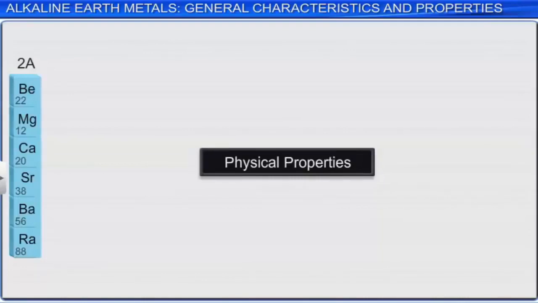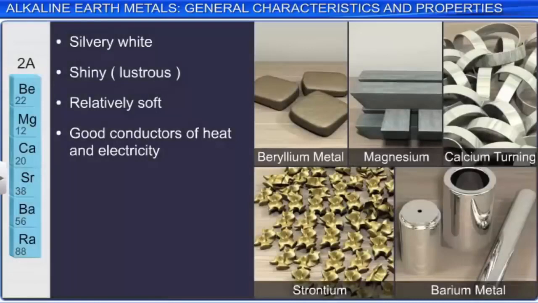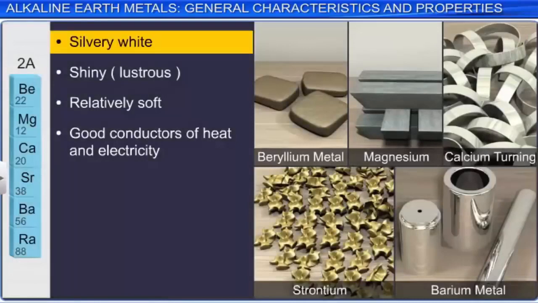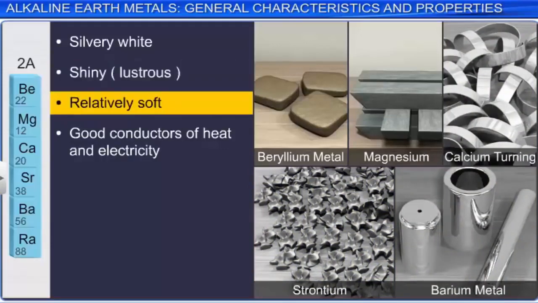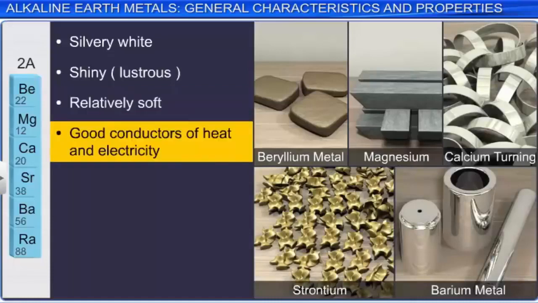However, let's discuss the physical properties of the group 2 metals. The alkaline earth metals are silvery white, lustrous or shiny solids, although beryllium and magnesium may have a greyish cast to them. They are relatively soft metals, though harder than the alkali metals. Like all metals, they are good conductors of heat and electricity.